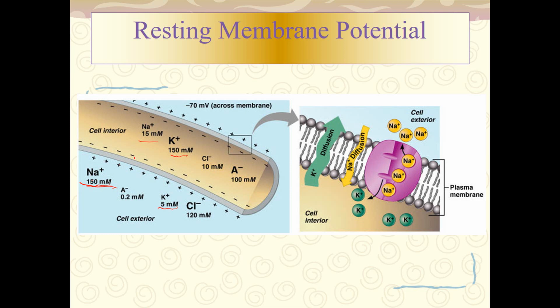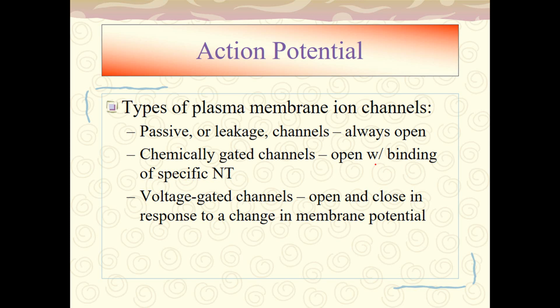So now we have to talk about these channel proteins. And like I said, we've already kind of talked about them. So we've talked about chemical gated channels. They open with binding of a specific neurotransmitter. Voltage gated channels open and close in response to a change in the membrane potential. So when that resting membrane potential changes, voltage gates open. And then we're going to have some passive or leakage channels that are always open. So we can take a look at examples of this and this. And let me just say, you don't have to worry so much about these examples. This is just to get the concepts down. We're going to cover these examples as they relate to the process later on.